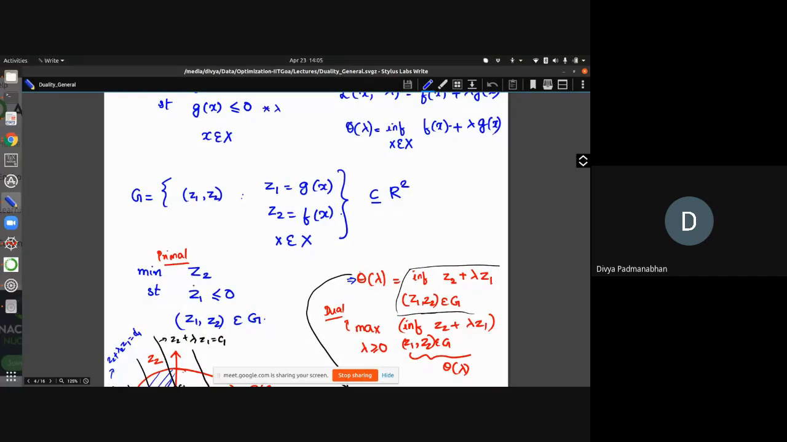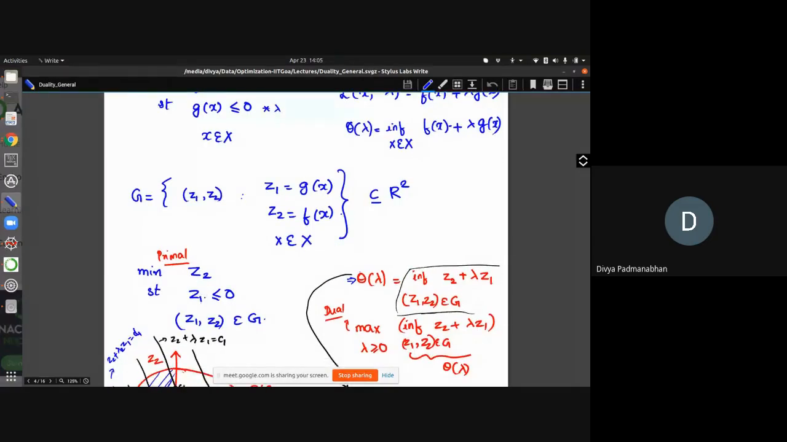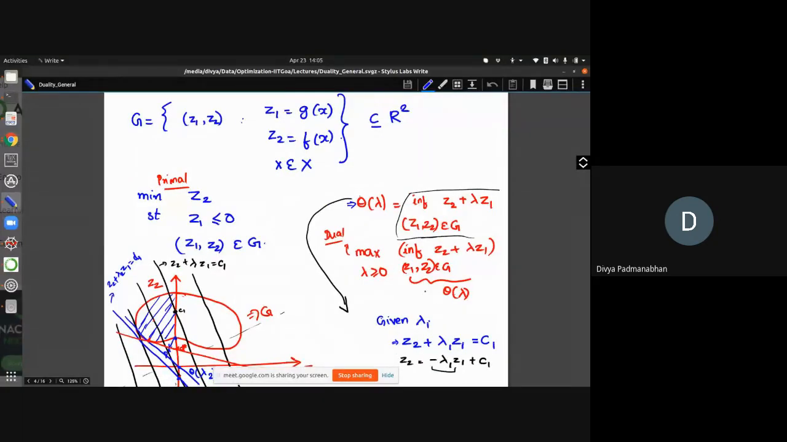Okay, and so we saw that this set had an important role to play, and in fact, the primal you could write entirely in terms of this set. So the primal problem boils down to just minimizing z2 such that z1 is less than or equal to 0, and subject to (z1, z2) in G. And similarly, the dual also could be reformulated in a manner involving just the z1s and z2s.